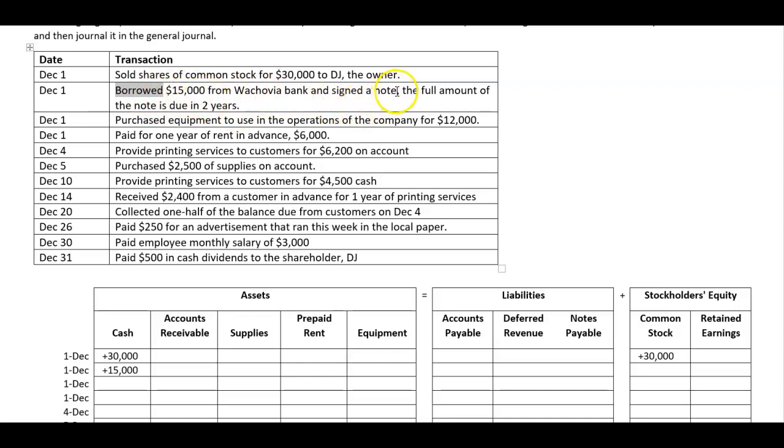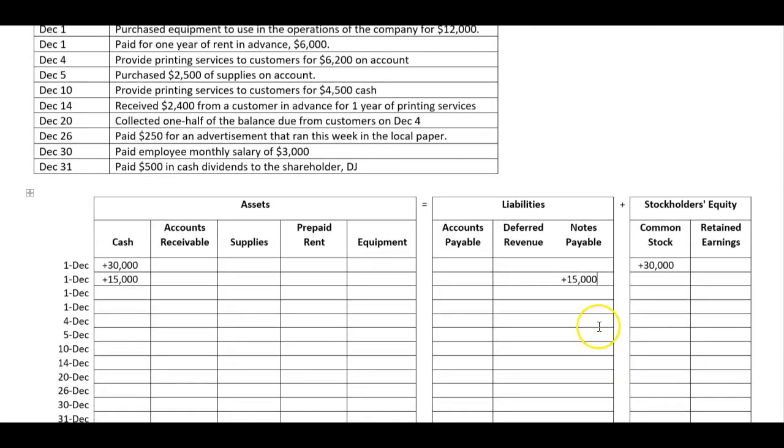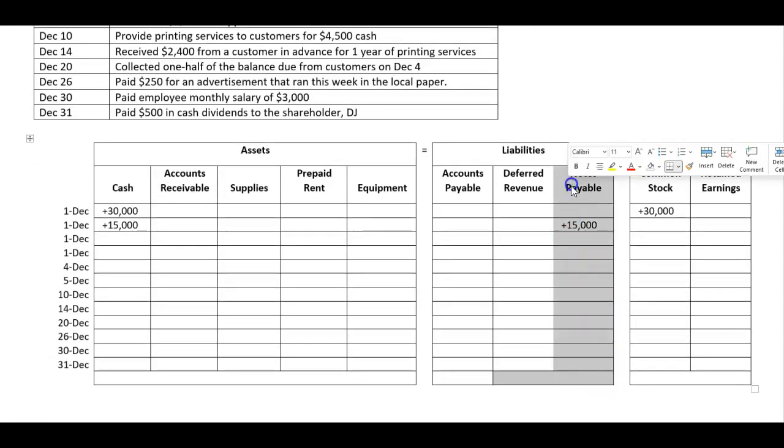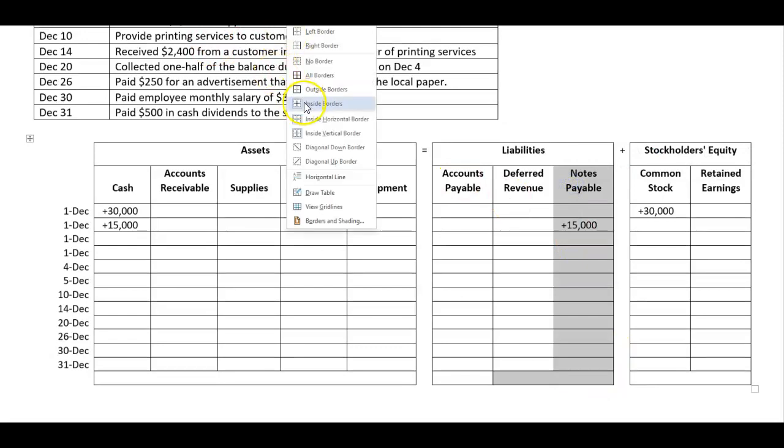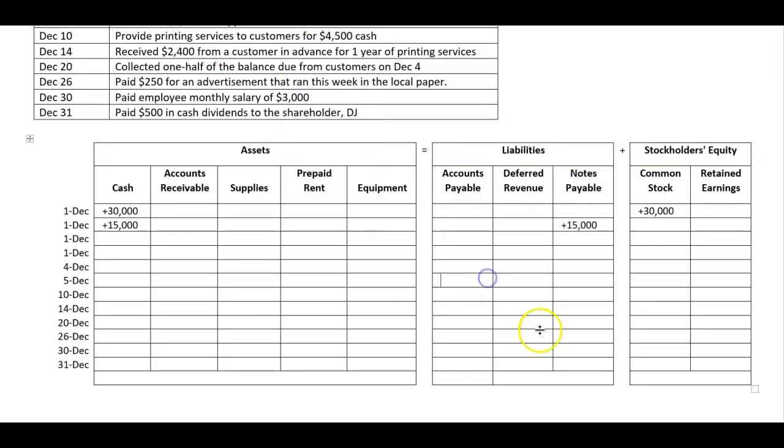Well, which liability? It says here we signed a note. So we're going to look at it from a notes payable. So we're going to go down here and say, oh, our notes payable is going up by, oops, I'm in the wrong line, going up by $15,000. Now notice for some crazy reason, this does not have a box around it. So let's fix our border really quick. There we go. Our notes payable.